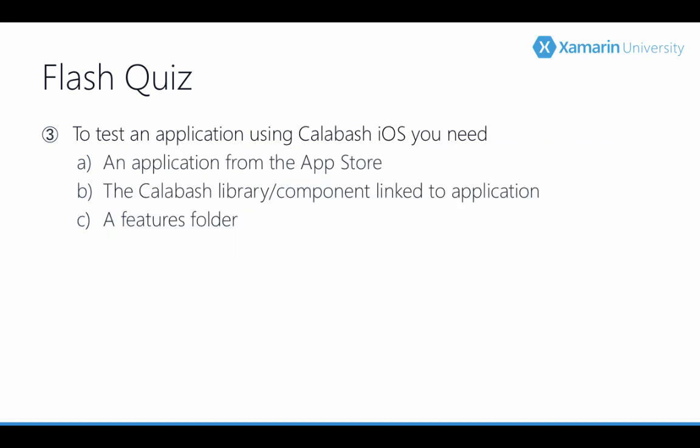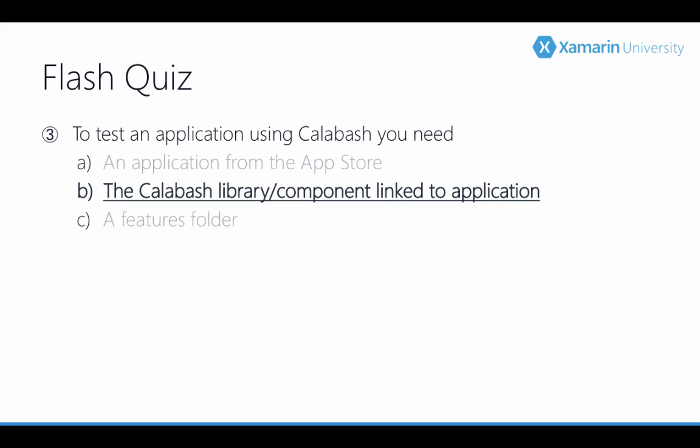Question 3. To test an application using the Calabash iOS, you need A, an application from the App Store, B, the Calabash library component linked to your application, or C, a features folder. And the answer is B, the Calabash library component linked to the application.